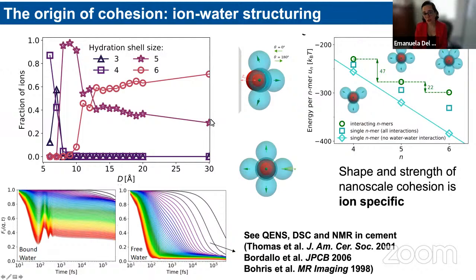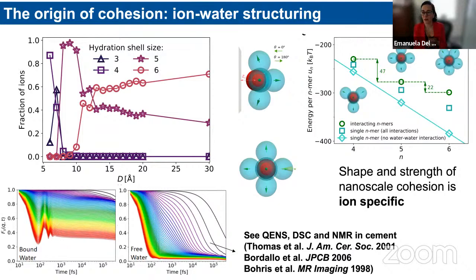And so it's interesting because you get two very distinctive features of what was actually already known empirically in the physical chemistry of cement, that is the fact that the cohesive forces that develop during cement hydration are very ion specific. And this mechanism that we describe here with the ion-water structure is very ion specific because it really depends on how the water is able to reorganize around the ions in very strong confinement.